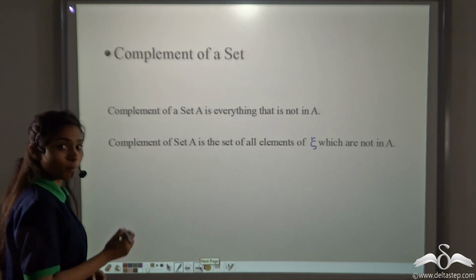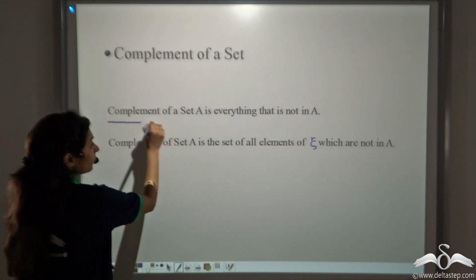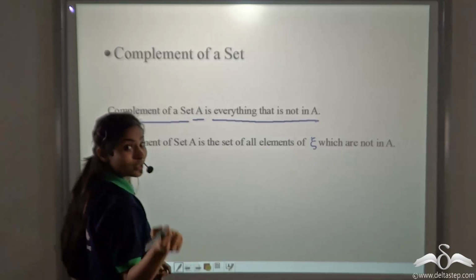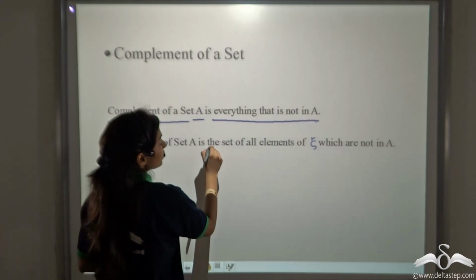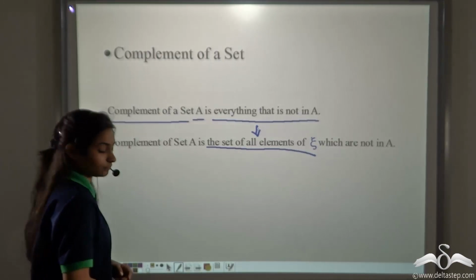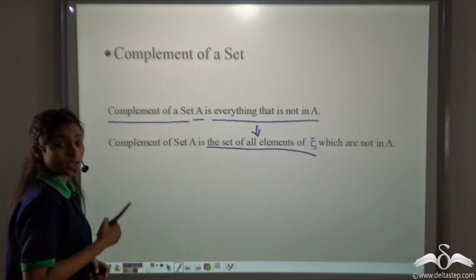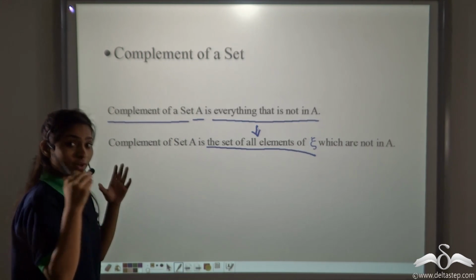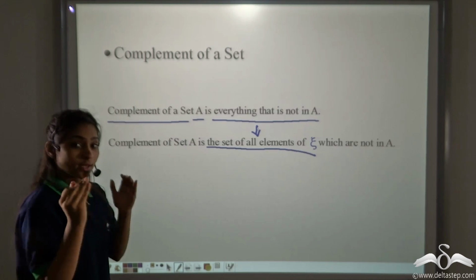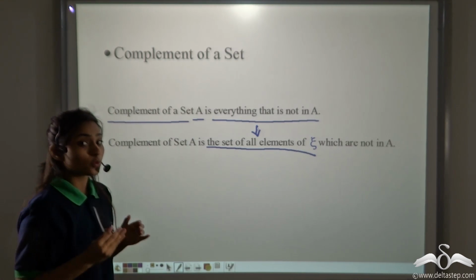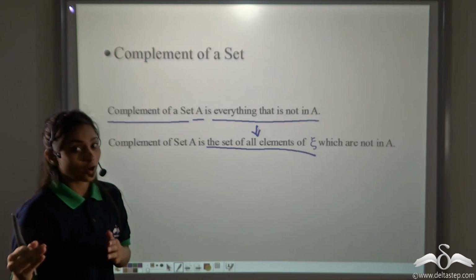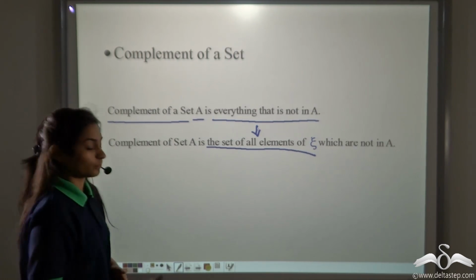So now you know what is a complement of a set. Complement of a set A is everything that is not in A. Now what is the definition of everything here? The set of all elements of the universal set. Like in our example, the universal set was a set of crayons, all those crayons which you had, and set A was the crayons you take to school. And what was the complement of the set of crayons you take to school? The set of crayons that you have kept at home.